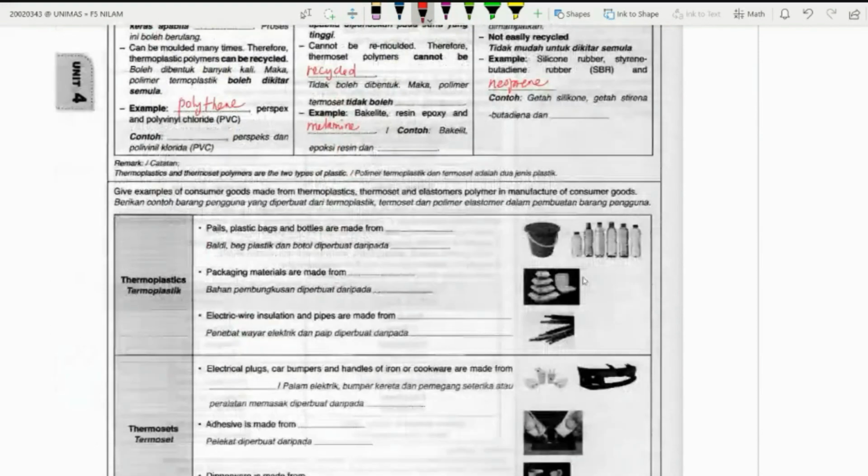Next we look into examples. Thermoplastic is under this one. Pails, plastic bags, and bottles are made from what? Polythene, or polyethylene. Packaging materials are made from what? Food packaging. Polystyrene.